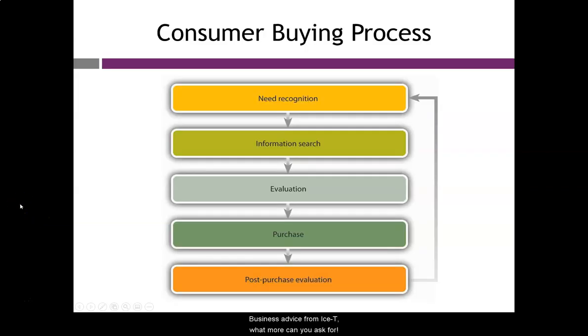So, pretty clever, right? Business advice from iced tea. What more can you ask for? And now you know why there were lemons in that picture earlier. All right, let's move forward to the consumer buying process.